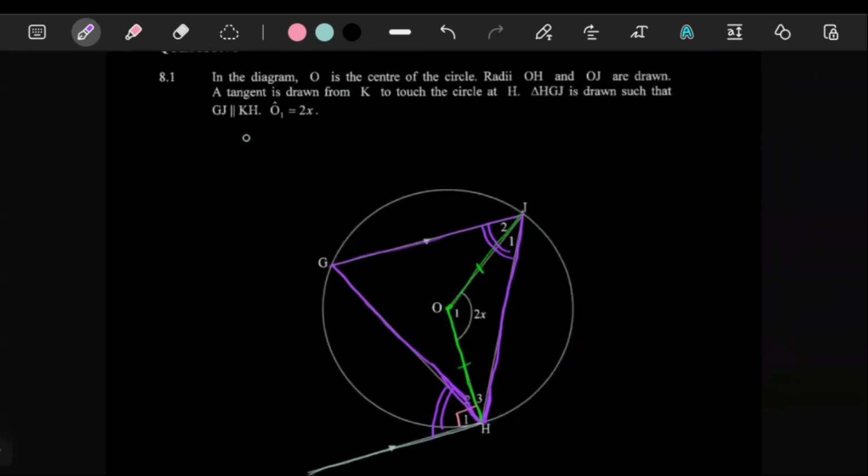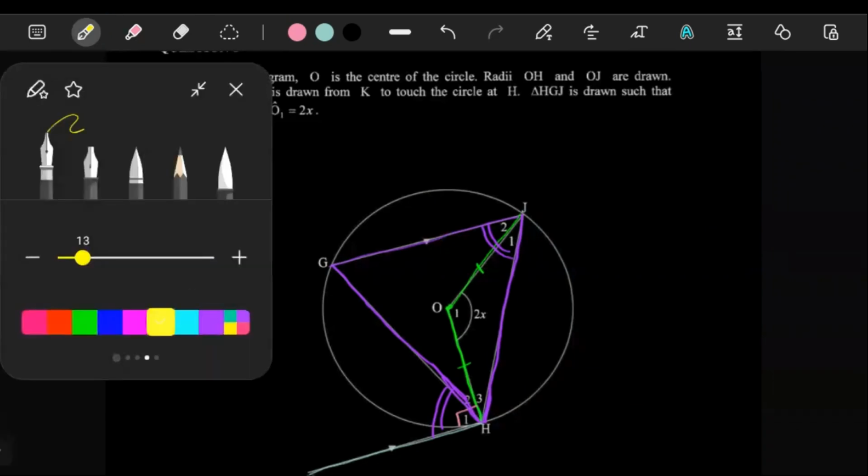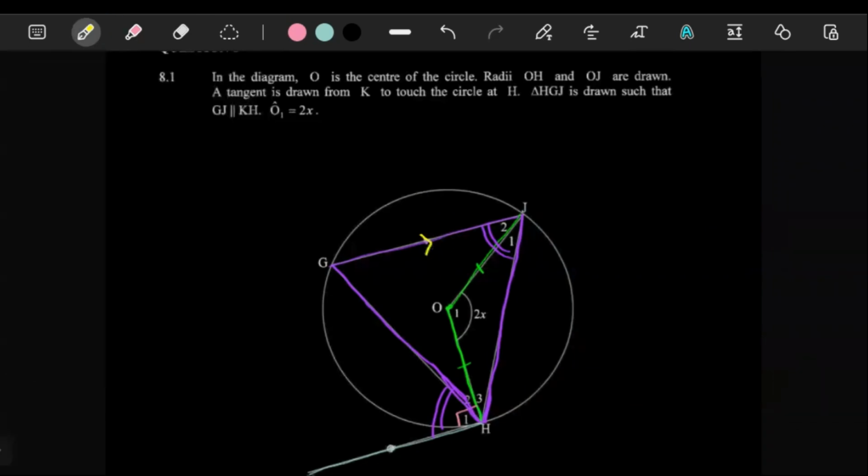HGJ is drawn such that these are parallel to each other. So this is parallel to that. And then it says here O1 is 2x. So here you have, this is 2x, right?